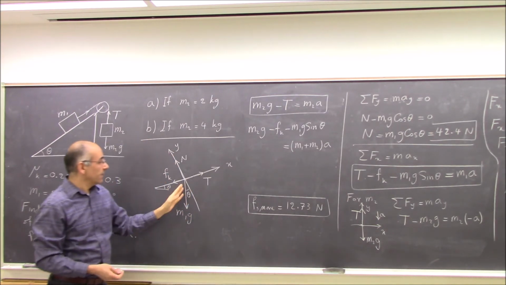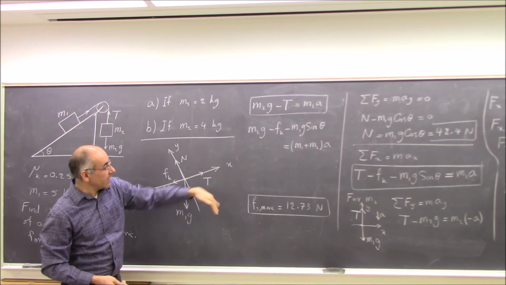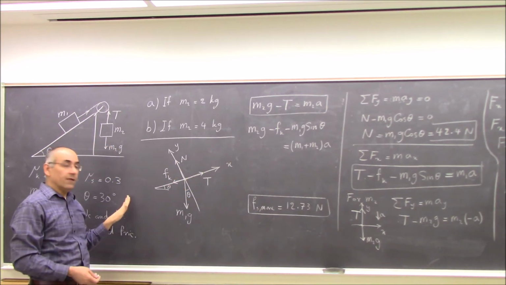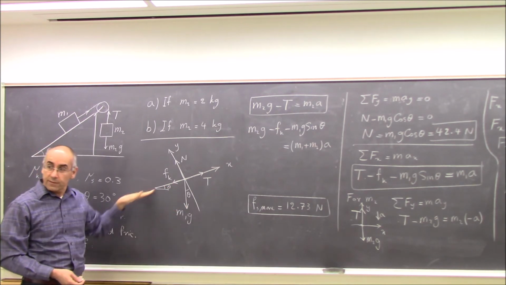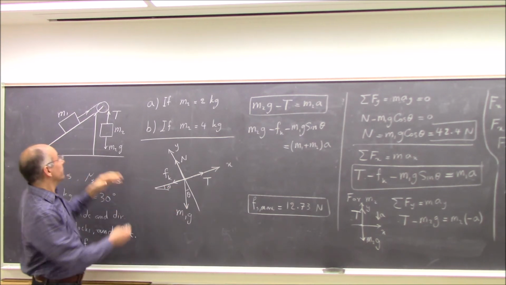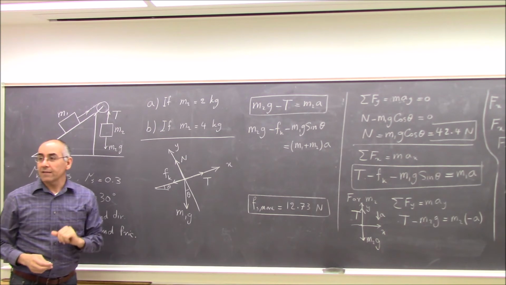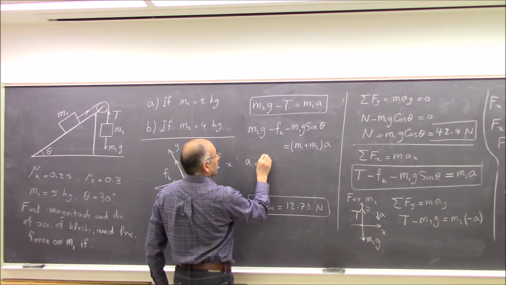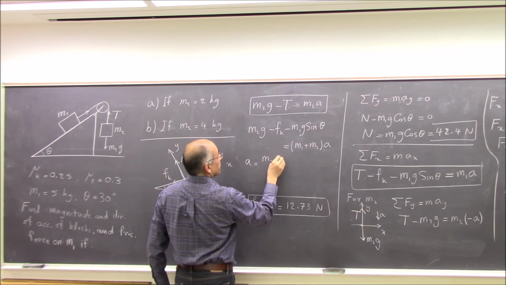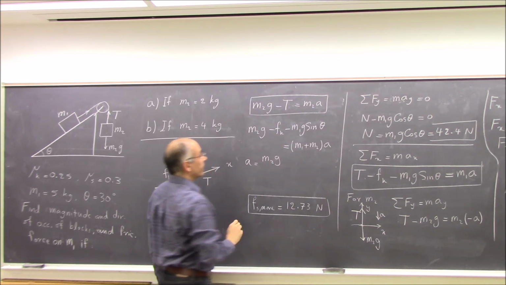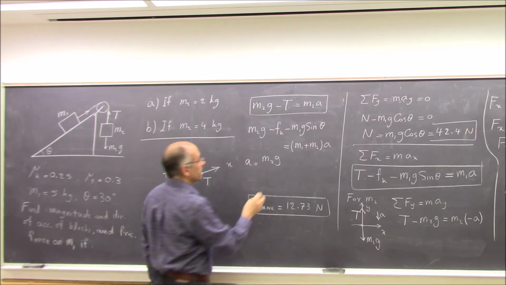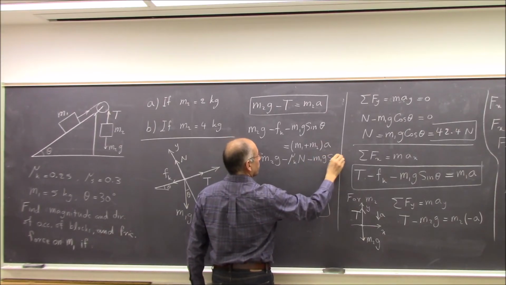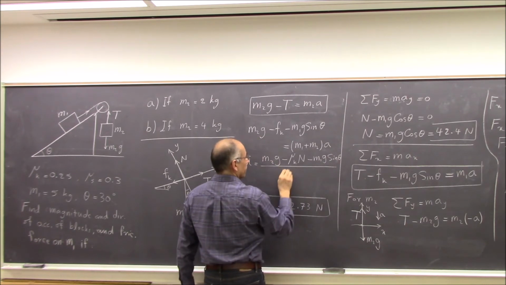See this, M1G is pushing that way, not the T. M2G is pushing that way, Fk and M1G sine theta is pushing this way, and that gives the total mass times the acceleration. So the acceleration is M2G minus Fk, where Fk is mu times normal force, minus M1G sine theta, divided by M1 plus M2.